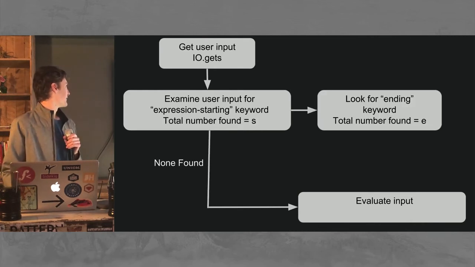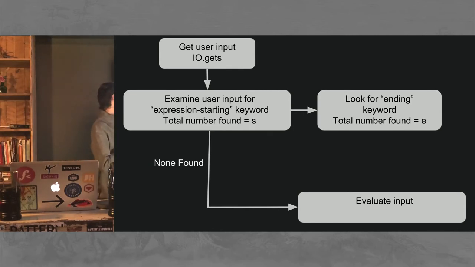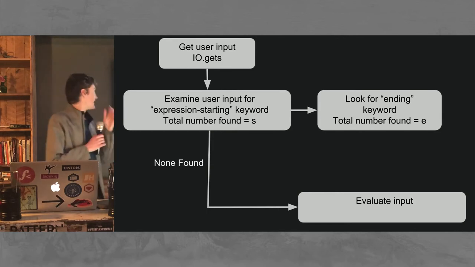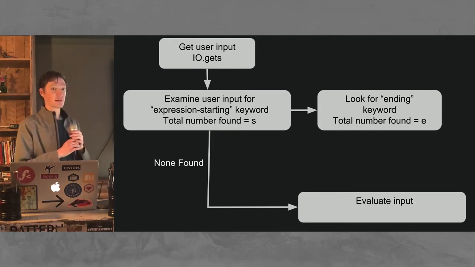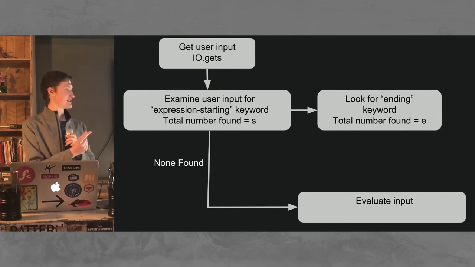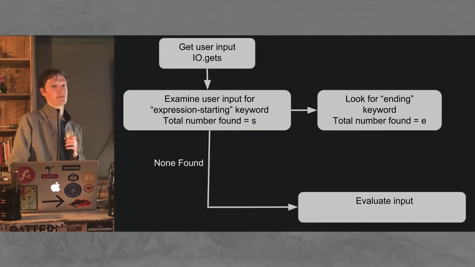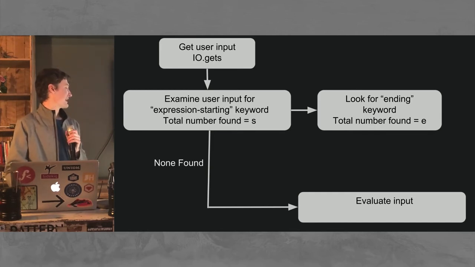If it does find them, though, and I defined a small variable here, the total number of starting words found is now S. If it does find those, then it starts looking for the keywords that end those expressions. So, for instance, for a class definition, it would look for the keyword end. And it counts the number of those that it finds.